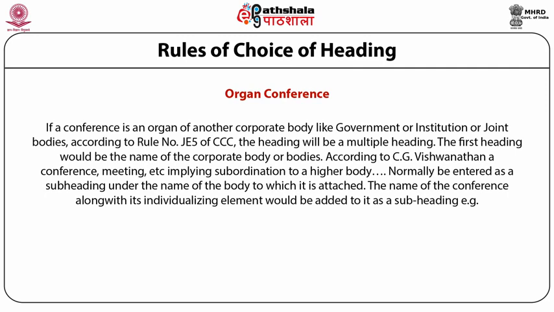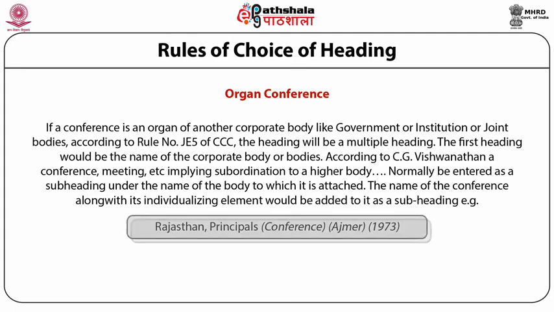If a conference is an organ of another corporate body like government or institution or joint bodies, according to rule number JE5 of CCC, the heading will be a multiple heading. The first heading would be the name of the corporate body or bodies. According to C.G. Vishwanathan, a conference, meeting, etc., implying subordination to a higher body normally be entered as a subheading under the name of the body to which it is attached. The name of the conference along with its individualizing element would be added to it as subheading.